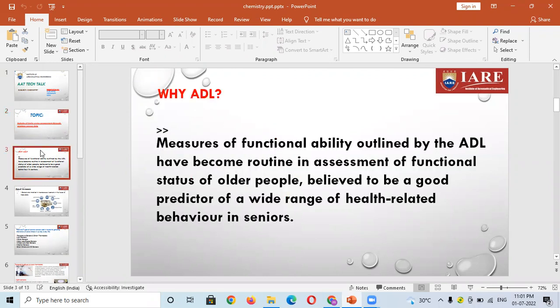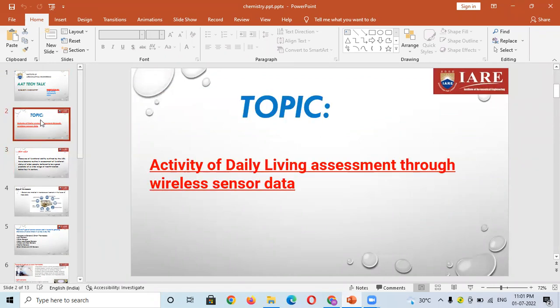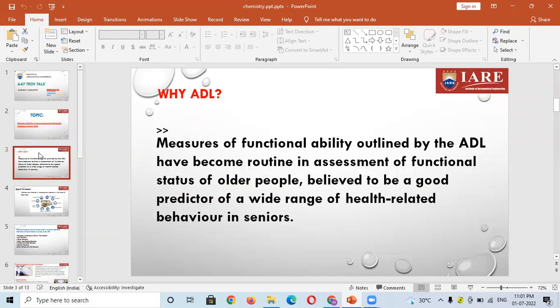So, why ADL? ADL means activity of daily living assessment. Measures of functional ability outlined by the ADL have become routine in assessment of functional status of older people, believed to be a good predictor of a wide range of health-related behavior in seniors.